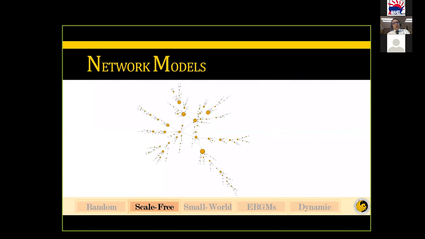So around 2000, late 90s, physicists started studying social networks as well as other types of networks. And they realized that we have a type of network, we call it scale-free network. The difference here is that some of the vertices, as you can see, are much bigger. So they have higher in-degree or out-degree or degree in general. So basically everyone else in this type of network is connected to these big nodes. So that's the difference between random networks and scale-free networks.